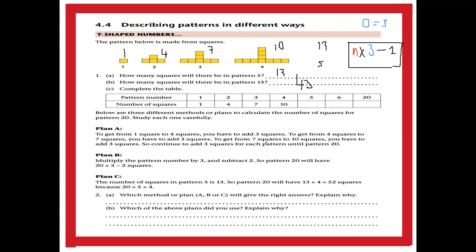And then we can use this rule to answer any of these questions. So for 5, we can substitute 5 in. 5 times 3 minus 2 gives us 13. And then for 6, 6 times 3 minus 2 gives us 16. And then for 20, 20 times 3 minus 2 gives us 58.